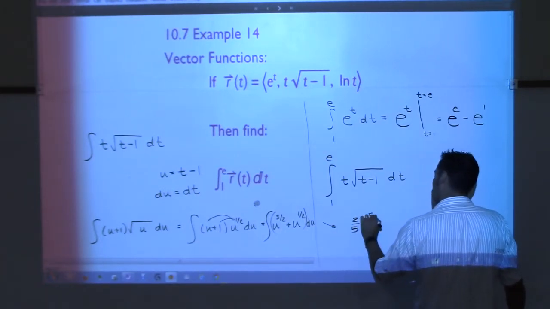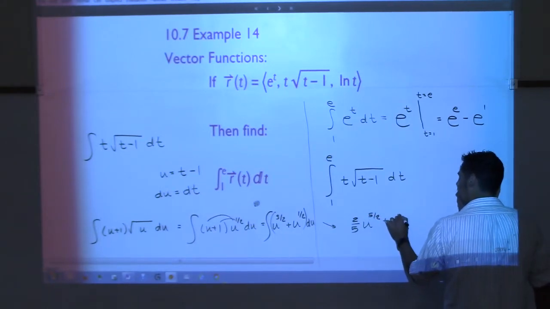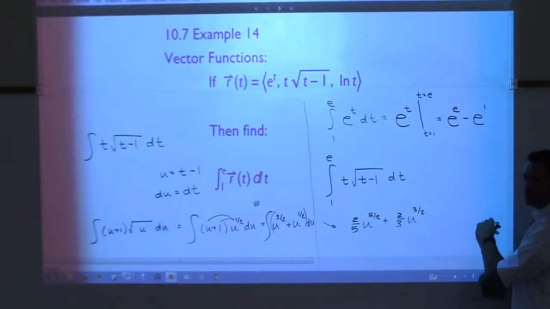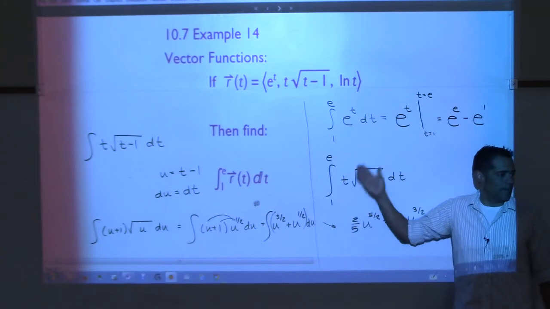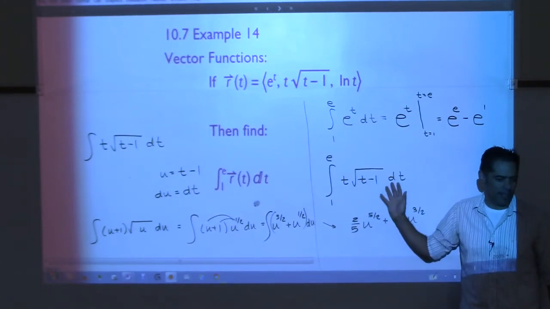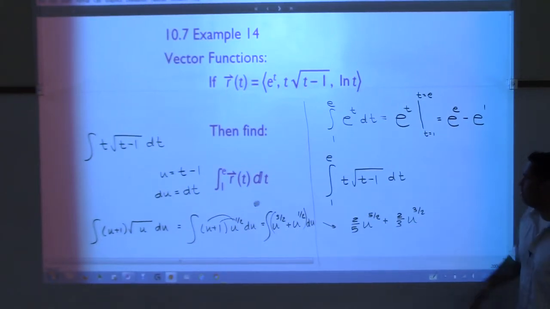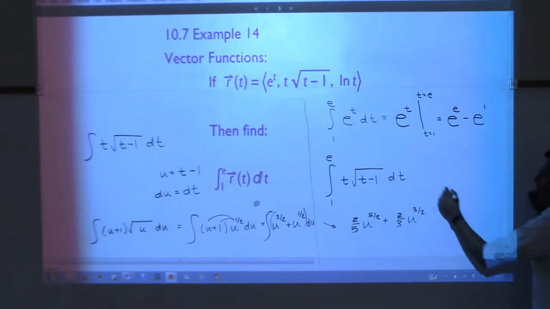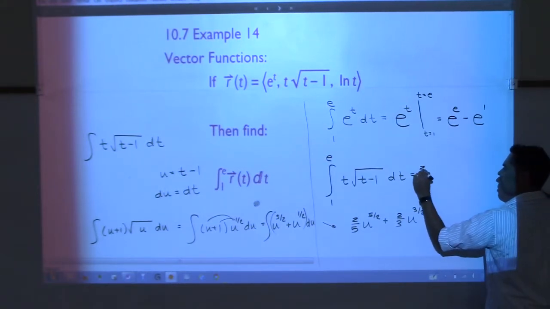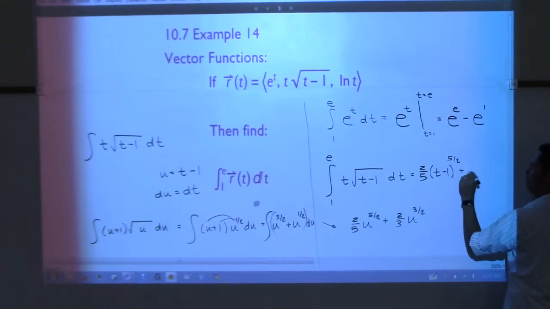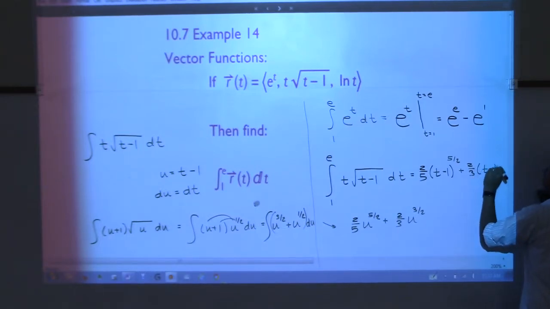2/5 u to the 5 halves plus 2/3 u to the 3 halves plus some constant, right? But I'm not going to need the constant because I'm going to plug this back into a definite integral. So I don't care about the constant right now. And I do need to replace the u, right? What was u? t minus 1. So I think I'm ready. Here goes. This should be equal to 2/5 (t minus 1) to the 5 halves plus 2/3 (t minus 1) to the 3 halves. And then I'm going to evaluate that from 1 to e, right?